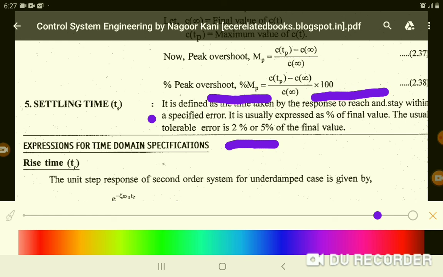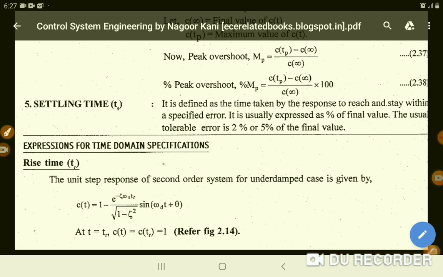So these are all the time domain specifications. You just need to understand the definitions and the timings. All the timings are expressed in seconds. Peak overshoot is only expressed in percentage. All the derivations we will see in the next video.